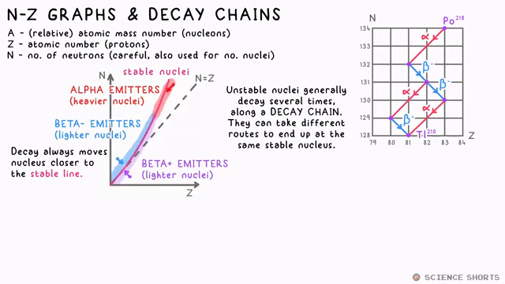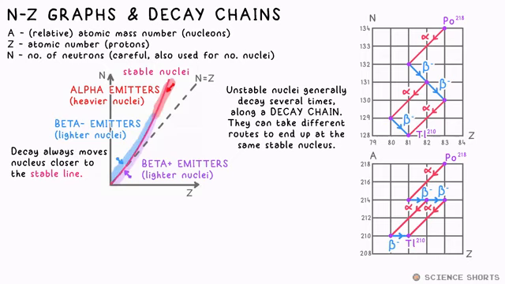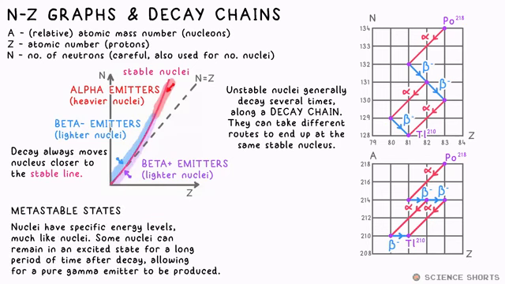They're always diagonal lines in this case, but just be aware that you could also get a graph of A against Z instead. In this case, you get a horizontal line for beta decay, as the mass doesn't change. Briefly, metastable states. Gamma emitters aren't drawn on these graphs because, of course, the nucleus doesn't change.